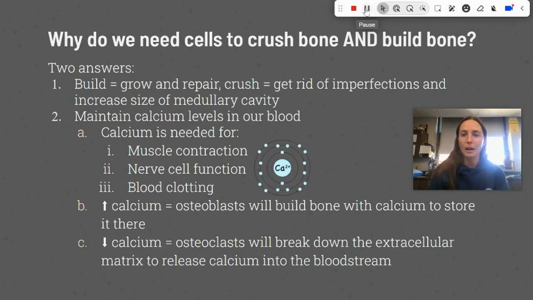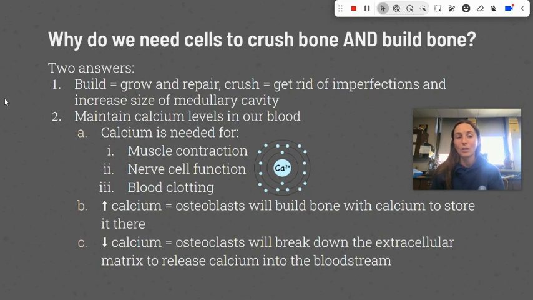So one question I really had when I was learning this is, okay, this seems counterproductive. Why do we need cells to crush bone and build bone? Really, there's two answers for this. We need some bone builders for growth and repair. And during that growth and repair process, sometimes we need bone crushing cells to get rid of the imperfections.